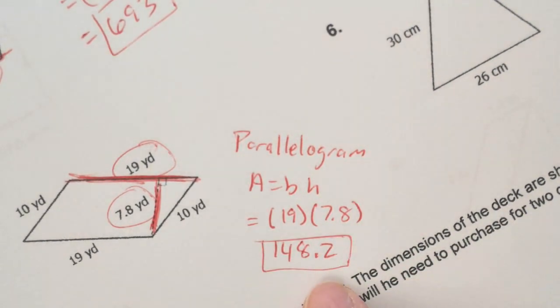Perfect. So if we were saying to round to nearest 100th, that's fine. So 148.20 is correct. However, 148.2 would be the better answer.